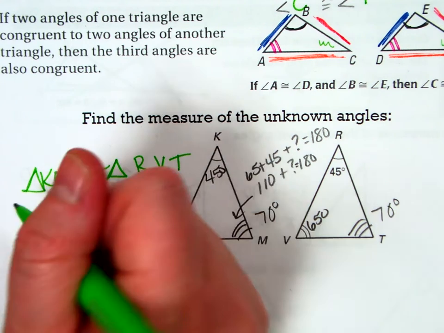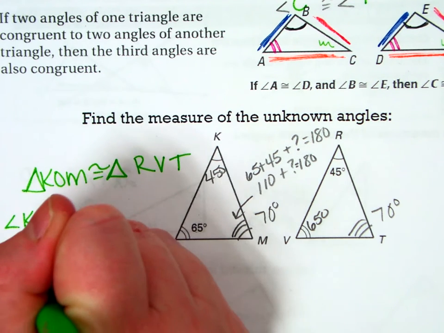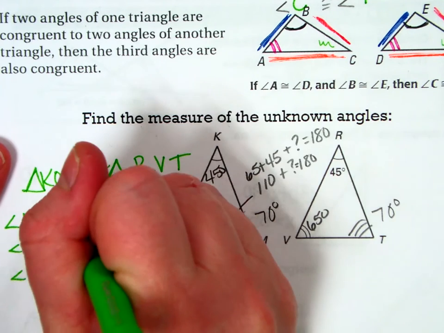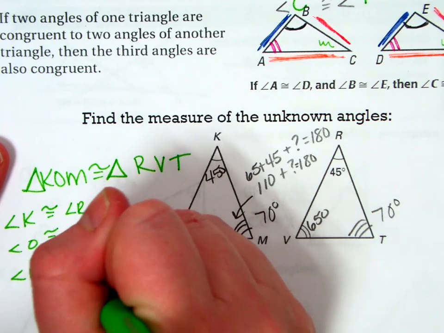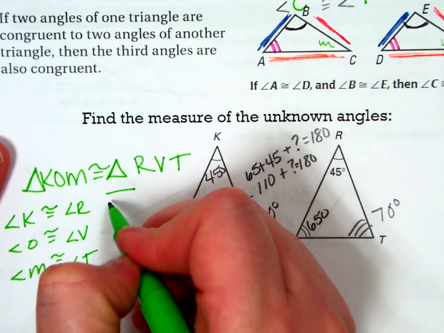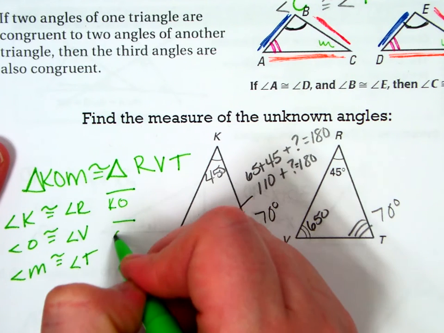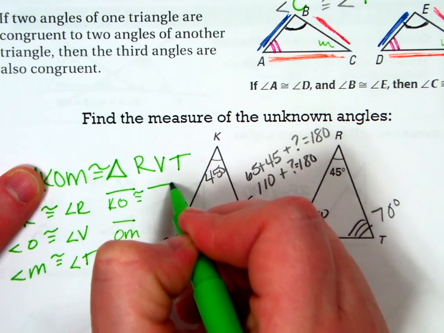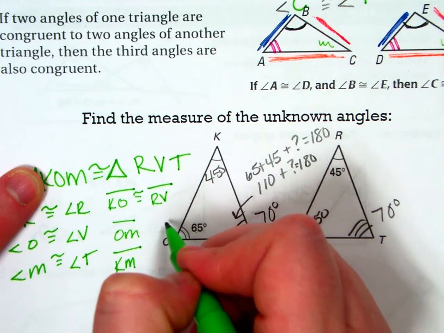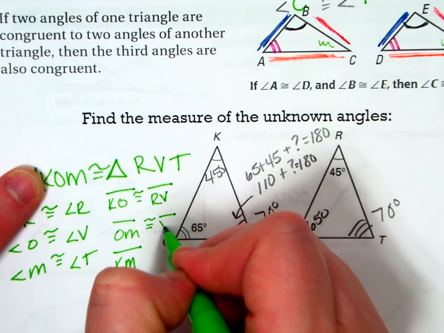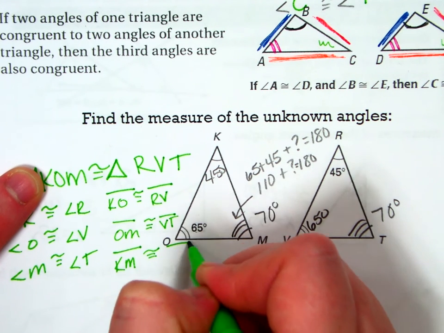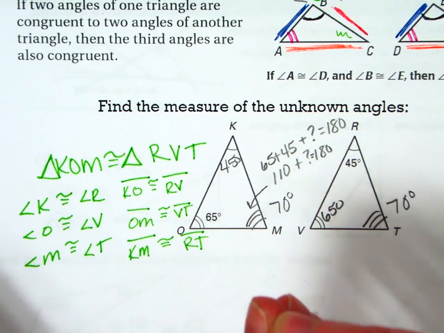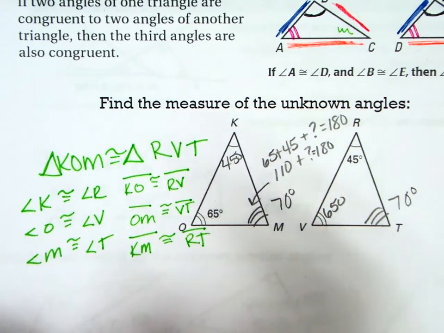If I was writing out corresponding parts, angle K, angle O, angle M is congruent to angle R, angle V, angle T, and then segments are congruent, so KO, segment OM, and then I always do first and last, KM would be congruent to RV, segment VT, and segment RT. So that's just another set of congruent statements. Remember this, if angles are congruent, their measurements are equal. Same thing with segments. If their segments are congruent, then their measurements are equal as well.